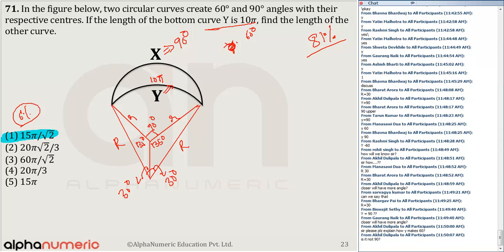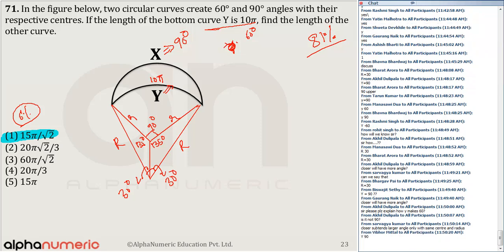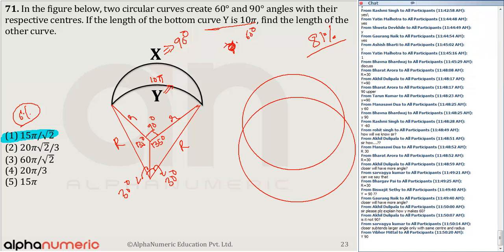How Y makes an angle of 60 degree? नहीं, कैसे बनाएगा? Just draw a circle. एक circle draw करो, मुझे ये बताओ. There is a one circle. ठीक है, और ऐसा ले लो ना, एक ये circle ले लिया मैंने. ठीक है, और just a minute. Then there is another circle like this one. ठीक है, there is another circle like this one.